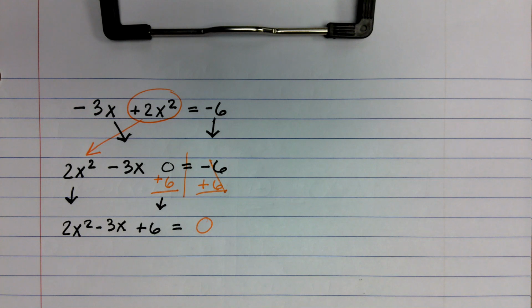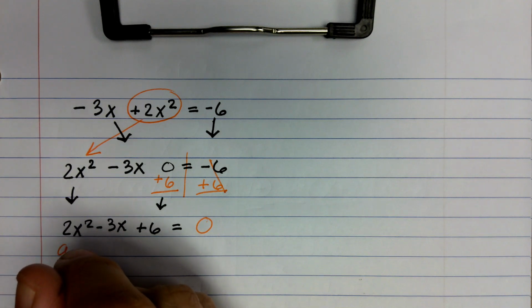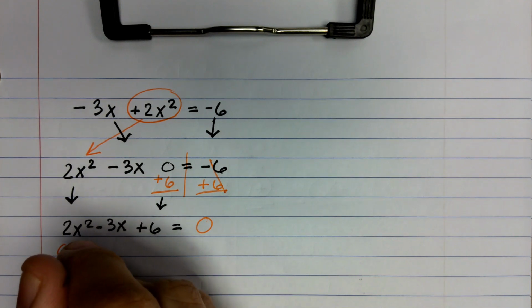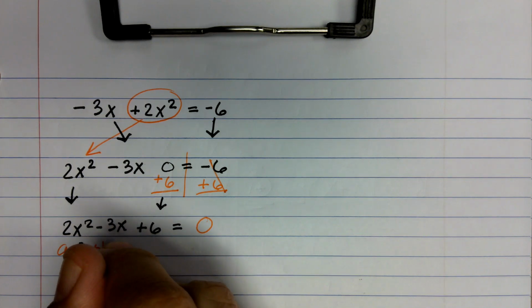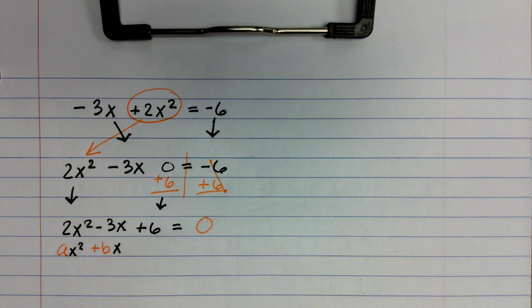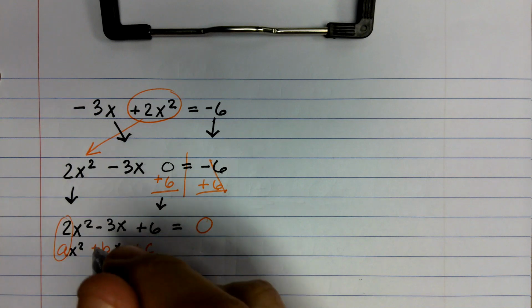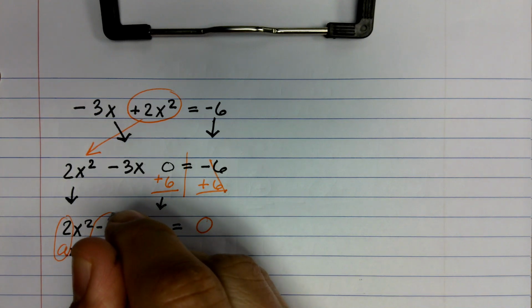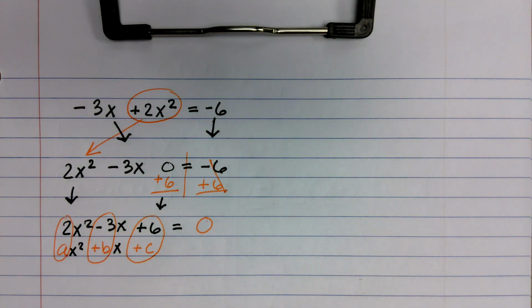Now I'm ready to use the quadratic formula, right? We had to rearrange our terms and set it equal to 0 before we can use the quadratic formula. And just remember that when we're using the quadratic formula, the first number in front of the x squared is my a, because this is ax squared plus bx plus c. So just remember, the 2 is going to be my a value, the negative 3 is going to be my b value, and the 6 is going to be my c value, because we have to make sure we get the letters in the right place.